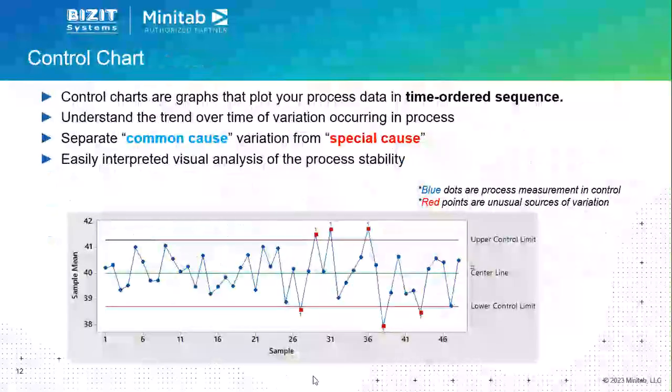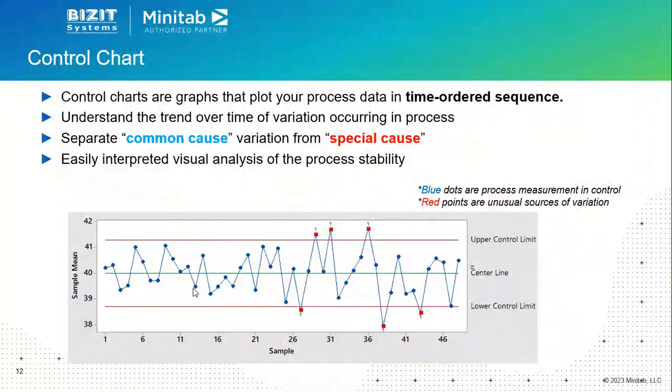So we can say that if, let's say, you have the red dot point here, okay, we consider the process out of control. The process is not stable in this case.